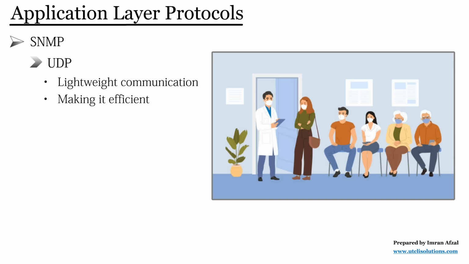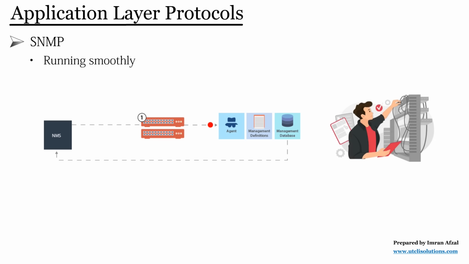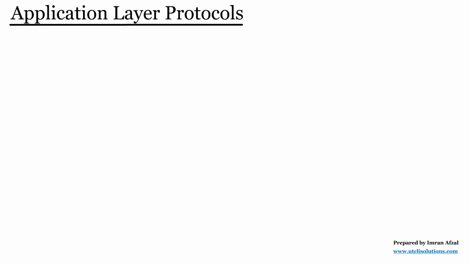It is like a doctor checking vital signs across multiple patients in a hospital. SNMP helps ensure that everything is running smoothly and alerts administrators when something goes wrong. In the next lecture, we will learn about the network layer protocols.